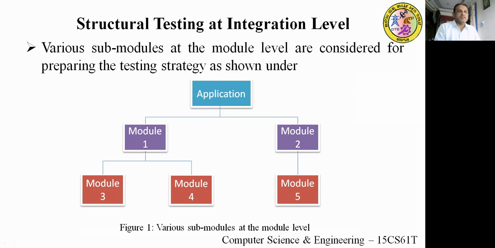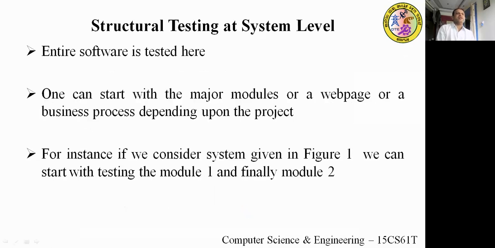So what we do here is in the form of a tree structure, as I told you. All the modules are tested, and any number of modules may be there. Under application, there are 2 modules. Again in module 1, 2 modules. Again in module 2, 1. Again in module 3, there may be any number of modules, and so on. So in structural testing at integration level, we test all the submodules at the module level, which are considered for preparing the testing strategy. All the modules have to be tested. You cannot skip any modules. That is structural testing at integration level. Next is structural testing at system level.